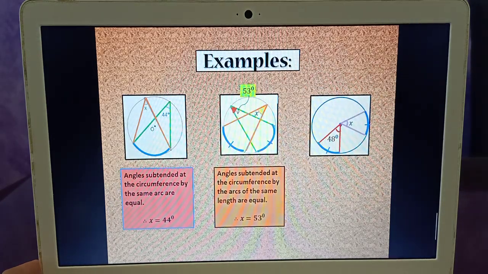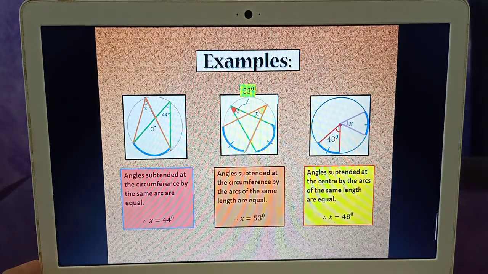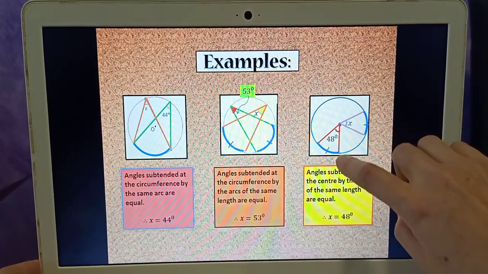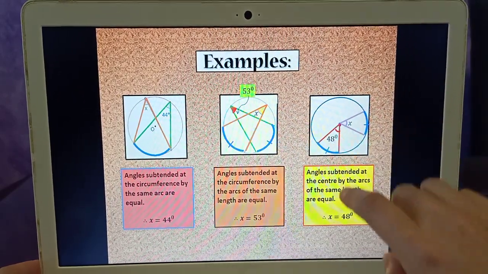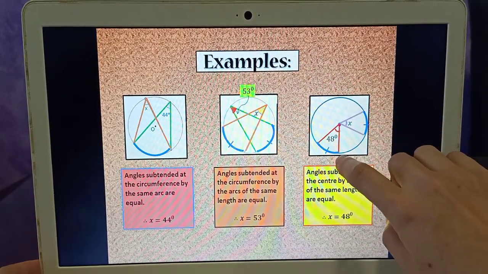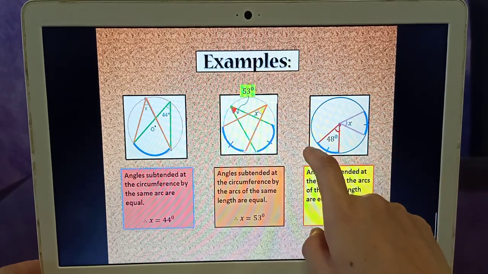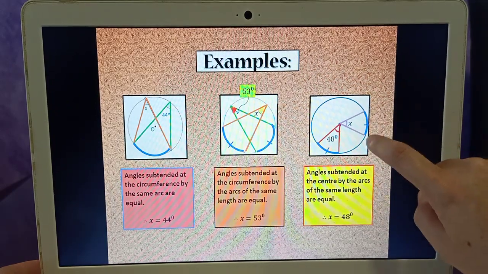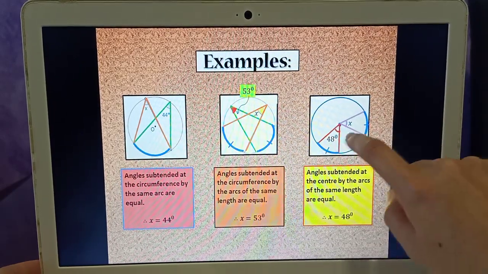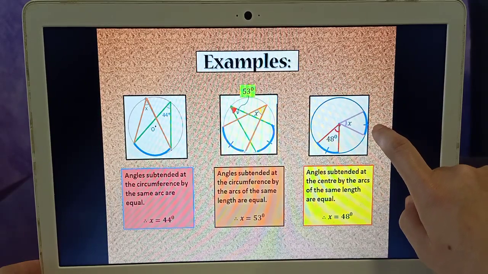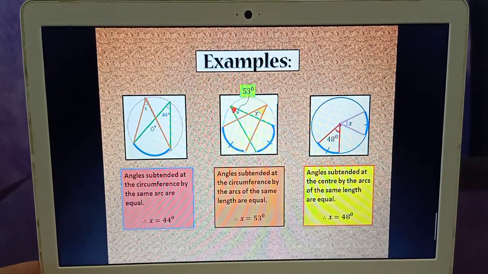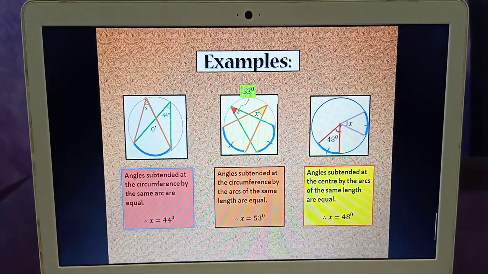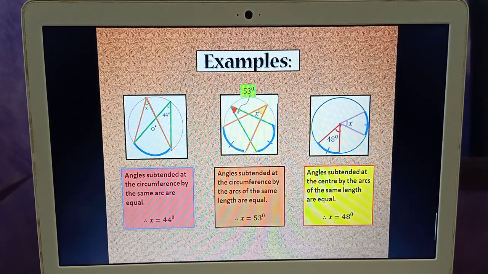Okay, the next example. This is angle subtended at the center, right? The 48 degrees is angle subtended at the center by this arc. And x is also angle subtended at the center by this arc. As you can see here, these two arcs actually have the same length. So what can we say about the angle? They are equal. 48 degrees. Okay? Because angles subtended at the center by arcs of the same length are equal.